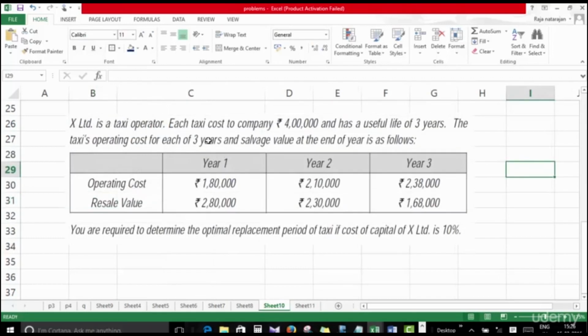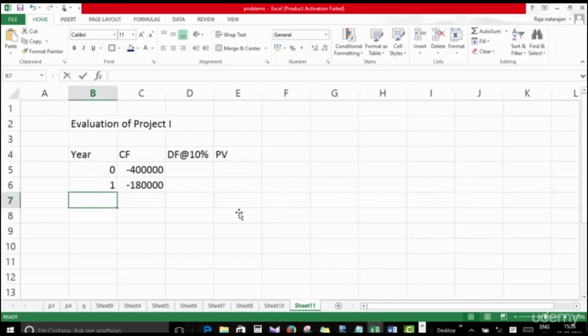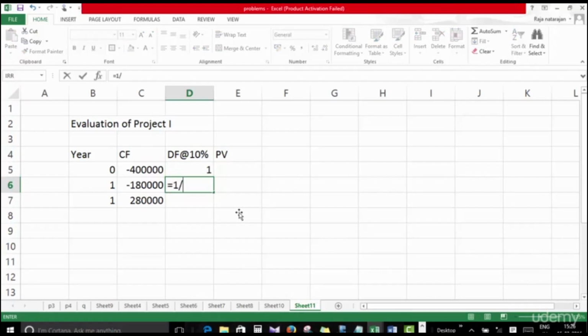Then at the end of year 1 it can be sold for 2 lakh 80,000. There is an inflow, so I'll carry that with a positive sign. Then the discount factor at 10% for year 0 is going to be 1. For year 1 it is 1 divided by 1.1 to the power of the period, which is 1. So we'll get 0.909. Let me keep it at 3 decimals. And again it is year 1 only, so I'll just copy paste.